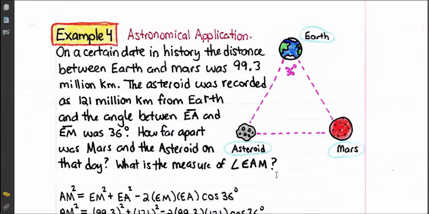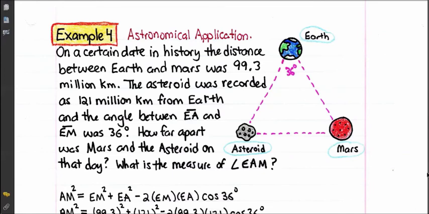In other words, the first question, how far apart? So what's the distance from A to M? The second question is, what's the measure of angle EAM? So what's the measure of this angle right here, Earth to asteroid to Mars?